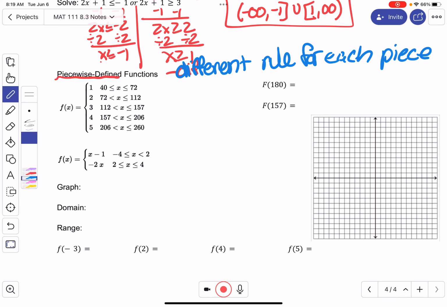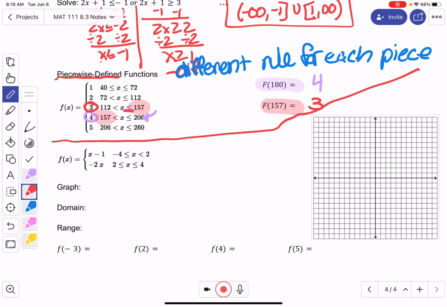So if we were looking at this, f of 180, first we figure out which range 180 fits in, which would be this one right here. It's between 157 and 206, and the rule is that it's 4. 157 we see in 2 places, here and here. The difference is this one has that line under, so it can equal 157. So this is the rule for when x is 157.